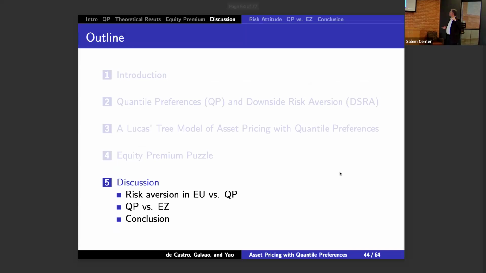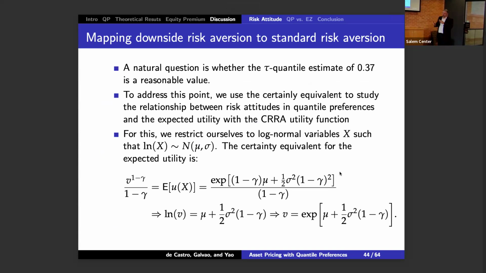That's exactly what's coming. I'm going to compare risk aversion in the speculative model with the risk aversion in this model. How do I do this? It's very simple. Maybe the math is intimidating, but it's very simple. Think about a speculative lottery that is log normal, and I'm restricting myself to restricted log norms.